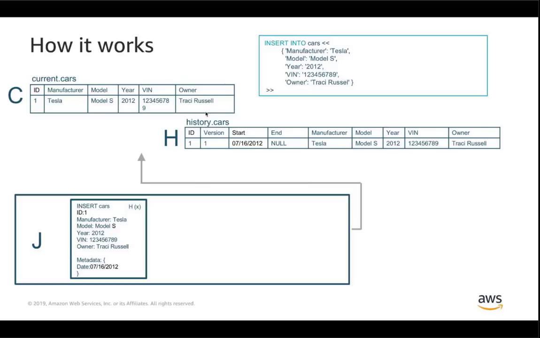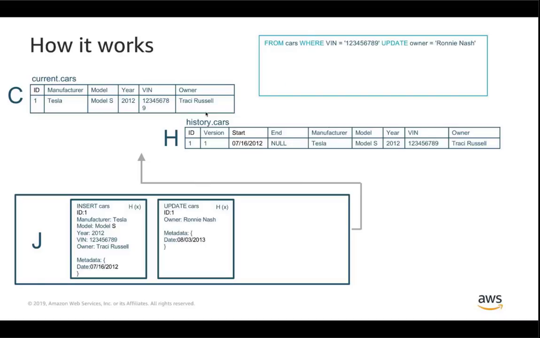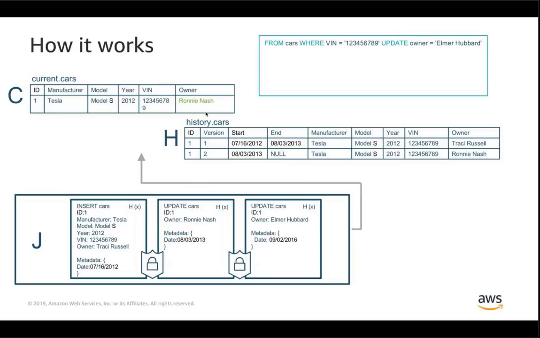So let's say that Tracy Russell sold her car to Ronnie Nash. What we would do there is add that item onto the journal. We would cryptographically verify it with the previous entry in the journal. We would update the owner, and then we would add another item onto our history table. Similarly, if we add a third owner, Elmer Hubbard, we would do the same thing. We would cryptographically verify that item onto the journal, we would update the current cars to the current owner, and then we would have another entry in our history table.